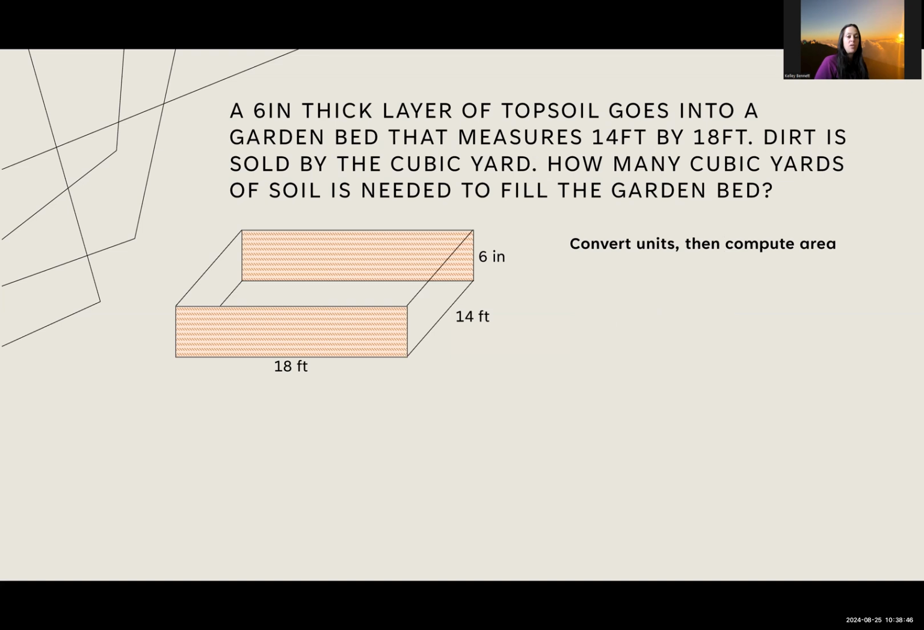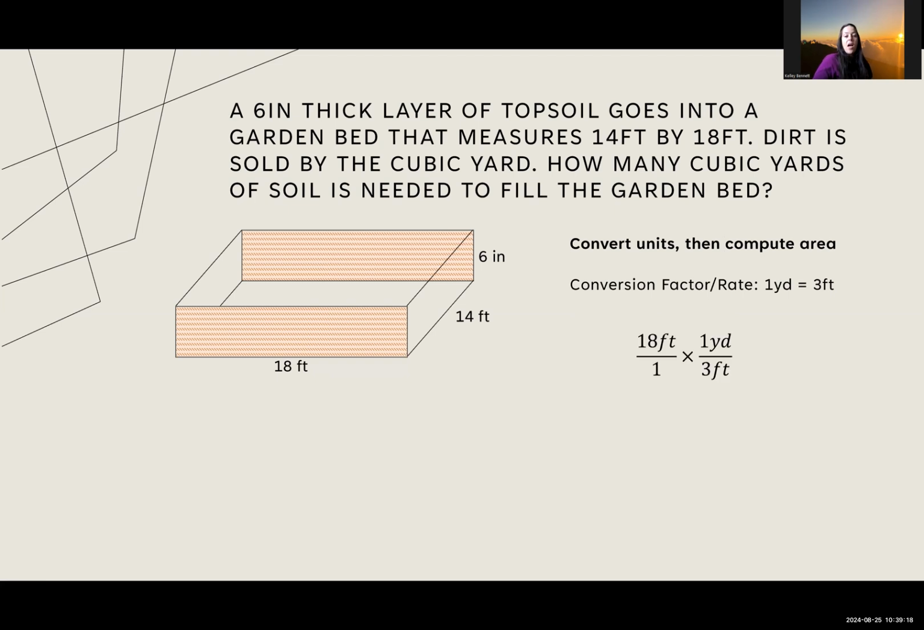In our last example, we'll do volume. So this is extremely similar to the previous. We're going to convert each dimension individually, and then through multiplication, we'll compute the volume in our new units. So we've got a garden bed that's 18 feet by 14 feet, but we want a 6-inch thick layer of topsoil to go into it. And we want this to be measured in cubic yards. So what we need to do is consider our conversion factor, which is 1 yard per 3 feet.